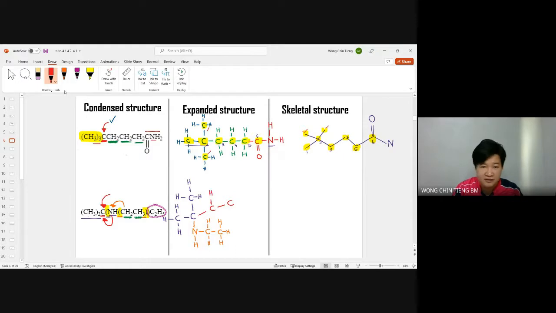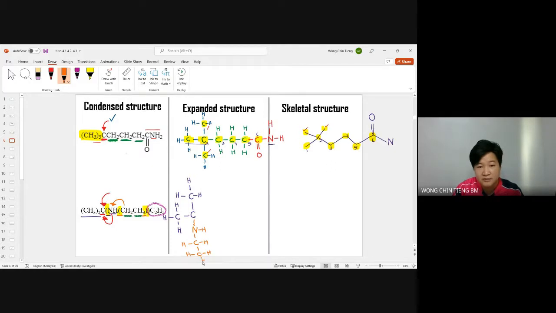C2H5 maksudnya dia adalah C H. Lukisan saya dah jadi buruk. Wait. Sorry. I want to put my H over here. I want to put my CH2, CH3 over here. Then it's better. Okay. So, this CH2 adalah C2, H5. Okay. Dan cara condense sampai macam ni.